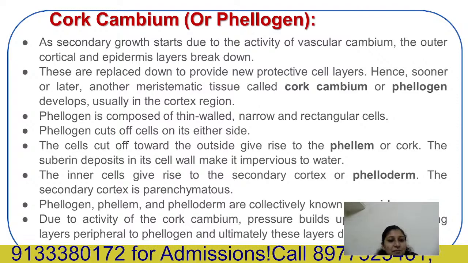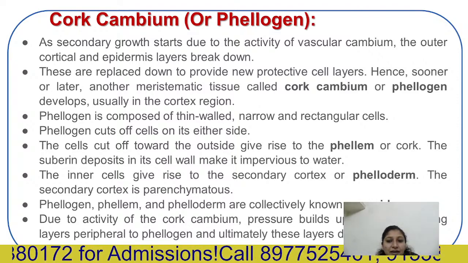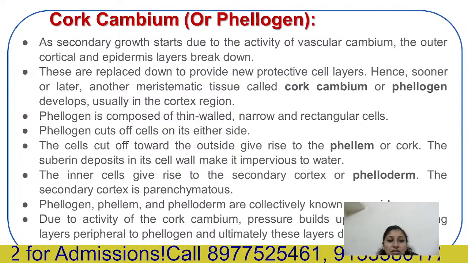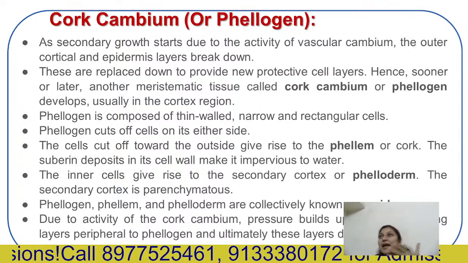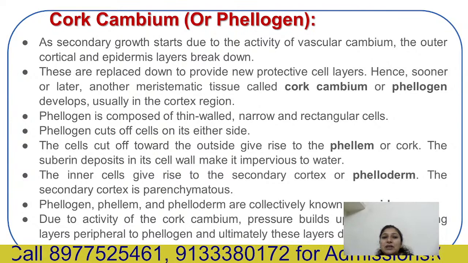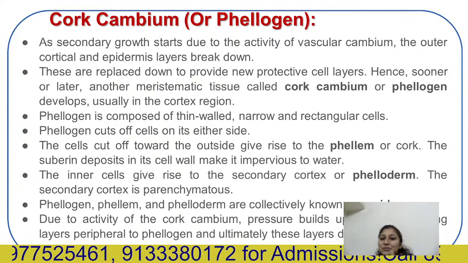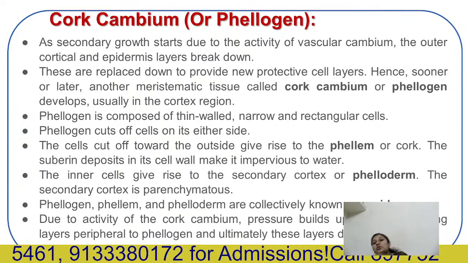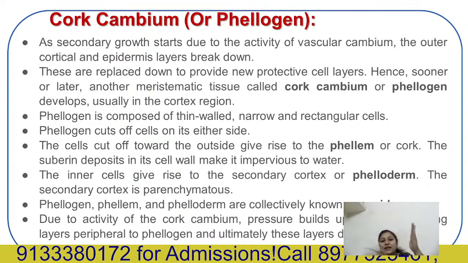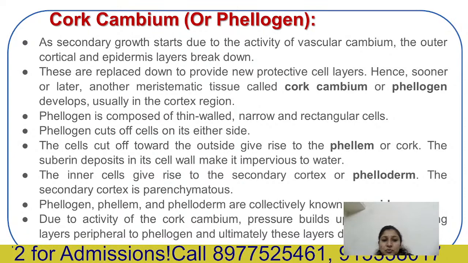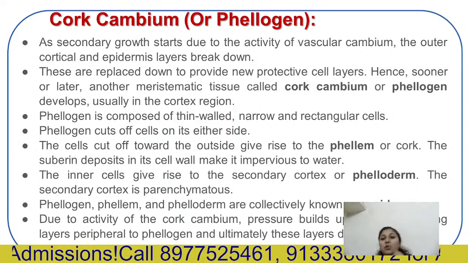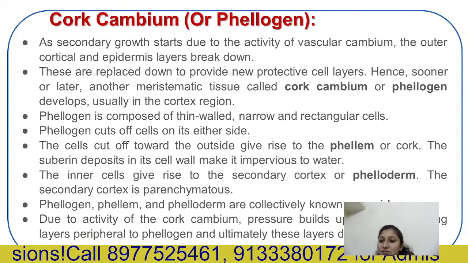So phellogen is composed of thin-walled, narrow rectangular cells. Phellogen cuts off cells on either side. See, it is actually converted into meristematic tissue, so it will transport newer cells towards the outside and towards the inside also. If it transports them towards the outside, it will form cork, which is also known as phellem.